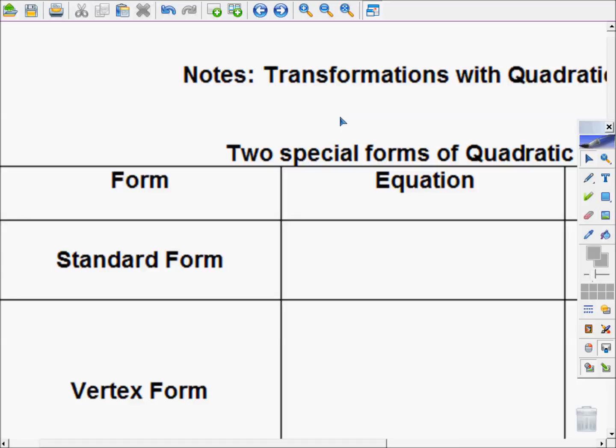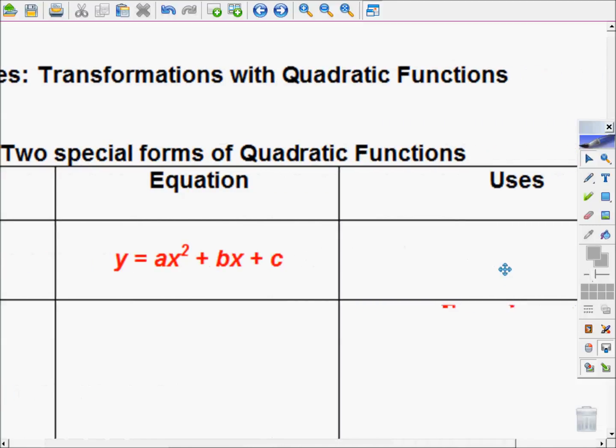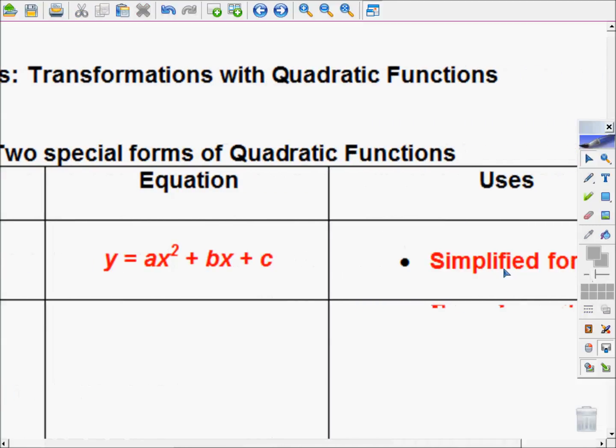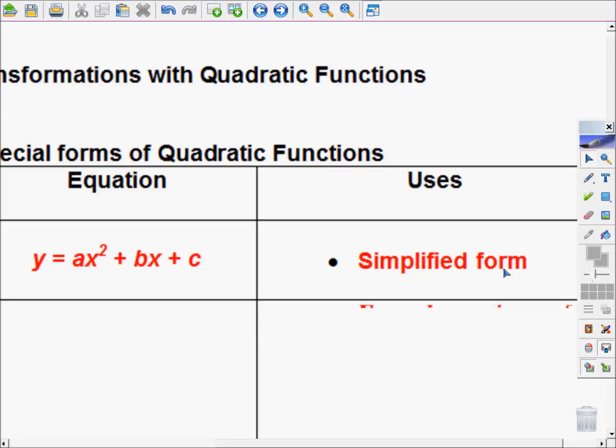New forms and when they're used, and review the variables of the forms. So the first form we're going to review is standard form. Standard form we use mainly when we are factoring or trying to find zeros. This is when we use standard form: ax squared plus bx plus c. The use for this is when you're simplifying; it is the simplified form.